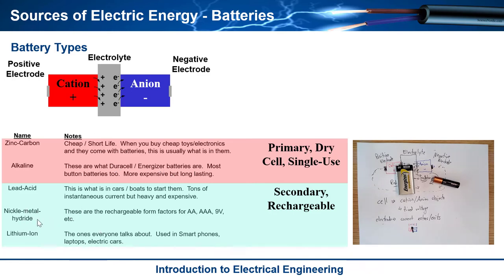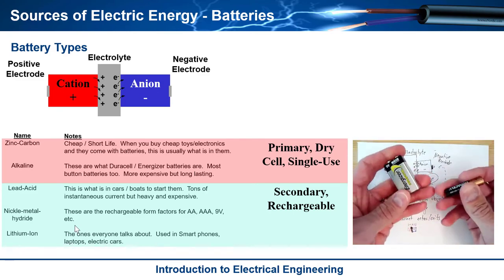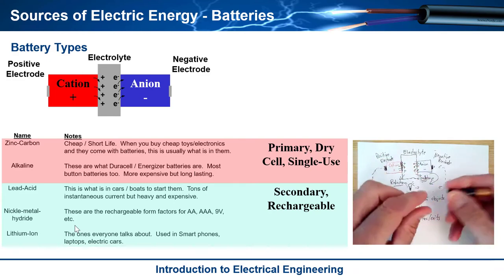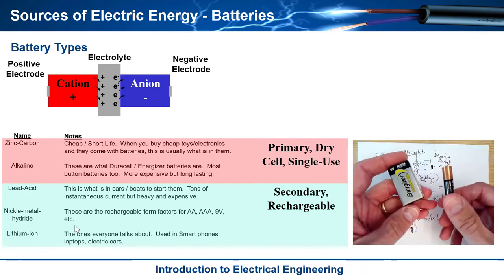Then you have your nickel metal hydride batteries. If you've ever heard of a nickel cadmium battery, these are the rechargeable ones in the form factor of these things. So if you have AA batteries that are rechargeable, that you can stick in the little charger and plug into the wall, those are nickel metal hydride.